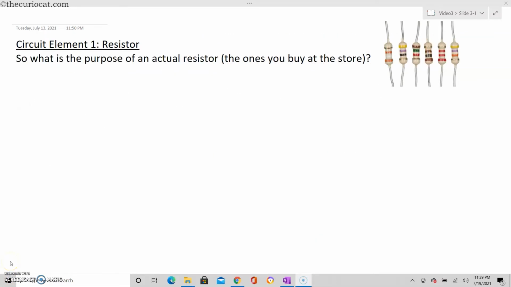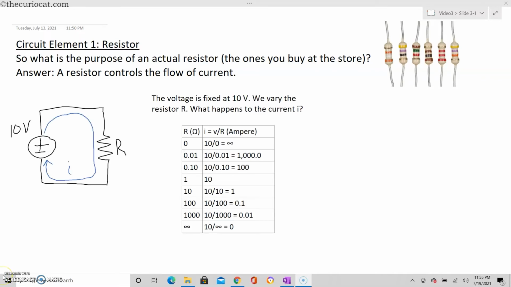So now that we know how a resistor works, what is the purpose of an actual resistor like the ones that you buy at the store? The answer is that a resistor is used to control the flow of current. Here, we have a 10-volt battery in parallel with a resistor R. What happens when we vary the value of R? We see that as the R value increases, the current value decreases. This shows that a resistor is used to resist the flow of current.